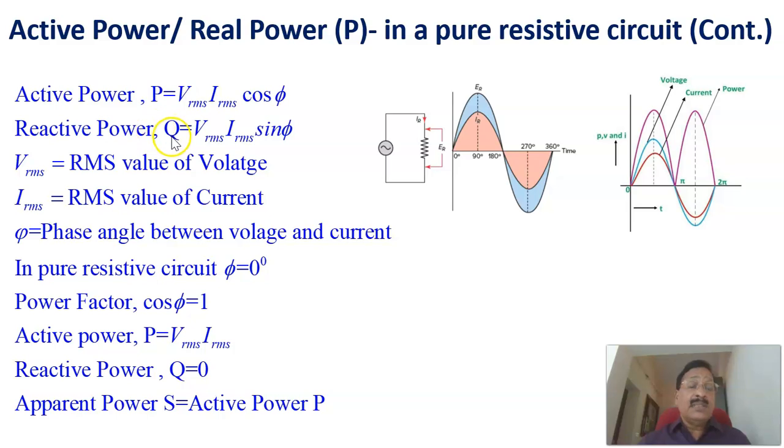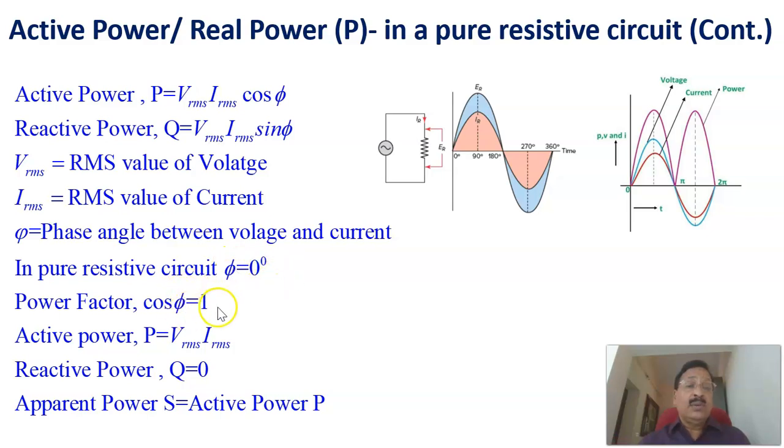And reactive power Q equals Vrms into Irms into sin phi. Phi is again the angle between voltage and current. Cos phi is nothing but the ratio of the active power to the apparent power. The active power equation is this one, and the reactive power equation Q is this one, where Vrms is the RMS value of the voltage, Irms is the RMS value of the current, and phi is the phase angle between the voltage and current. In a pure resistive circuit, phi equals 0. That is, there is no phase shift between voltage and current.